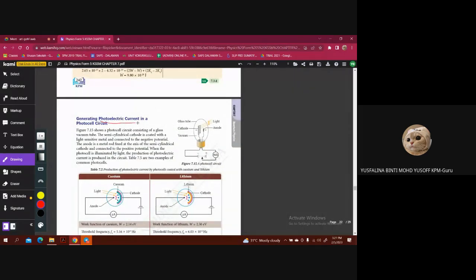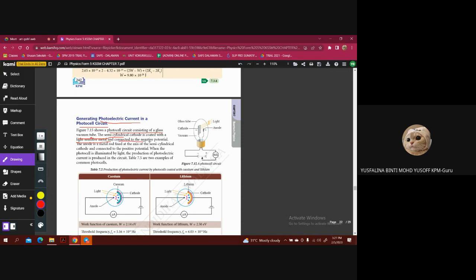So generating photoelectric current in the photocell circuit. This is figure 7.15. A photocell circuit consists of a glass vacuum tube, meaning there is no air inside it. The semi-cylindrical cathode is coated with a light-sensitive metal, because the electrons will be emitted from here. When the light strikes the metal, the energy can be used to release the photoelectron.